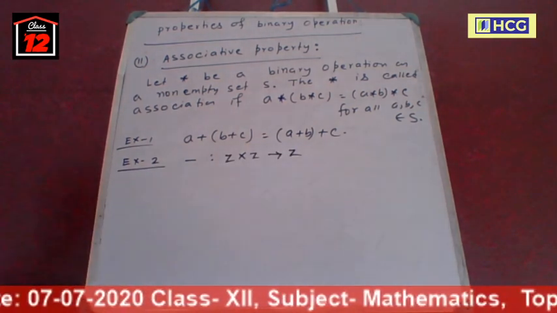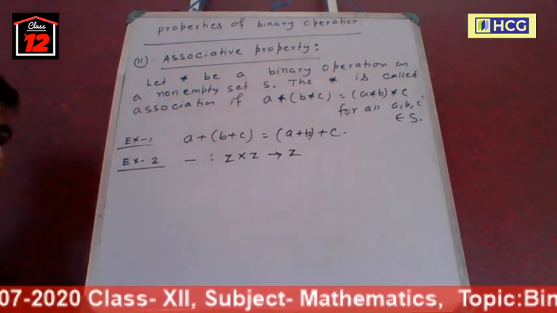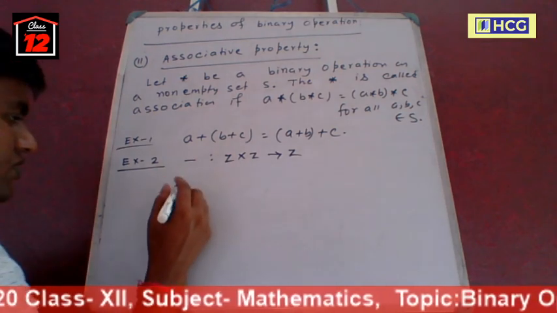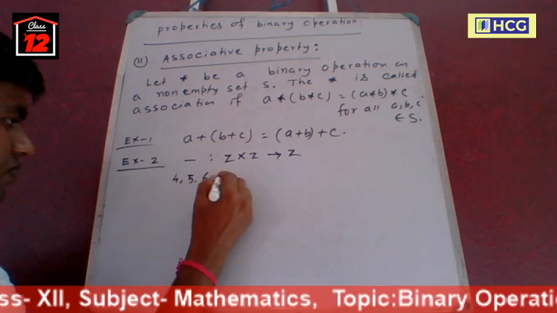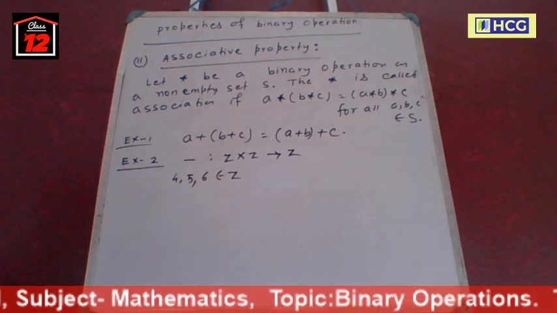Yes. This is a mapping from Z cross Z to Z. So therefore the usual subtraction is a binary operation on Z. Now we check: choose three elements 4, 5, 6 from Z.